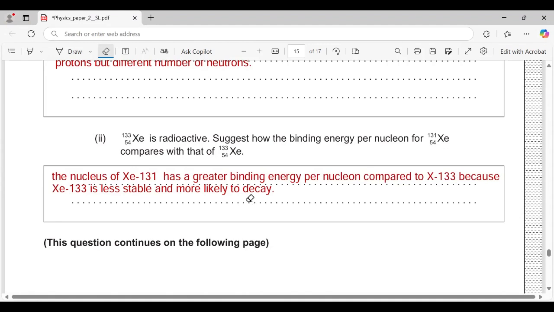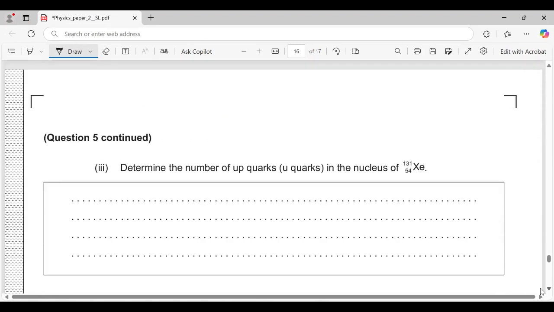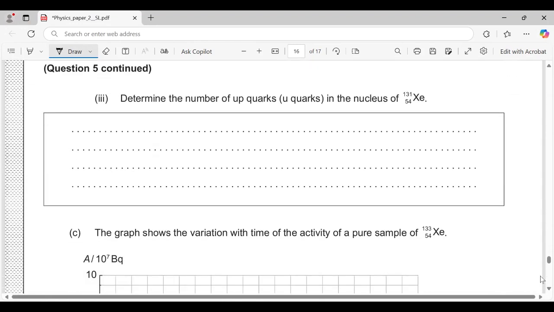Xenon 133 is radioactive, meaning it undergoes decay to reach a more stable state. This lower stability indicates a lower binding energy per nucleon, while xenon 131 is stable, meaning its nucleus is tightly bound and more stable. The stability corresponds to a higher binding energy per nucleon. That's my additional information about that question.